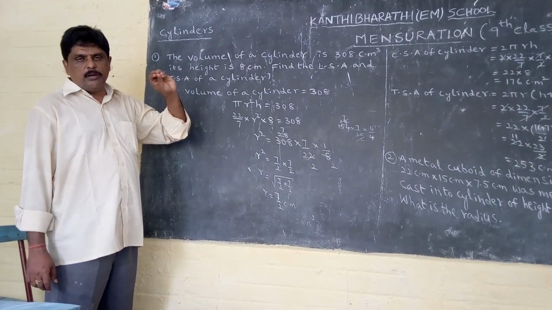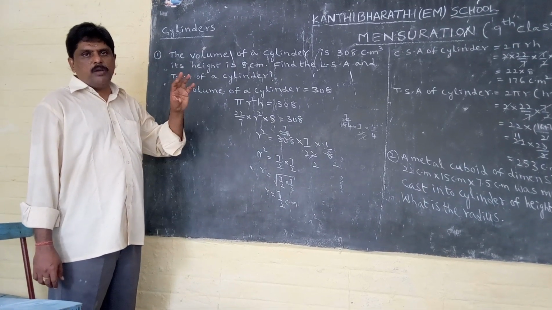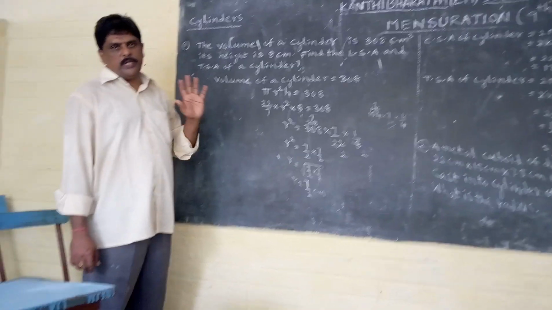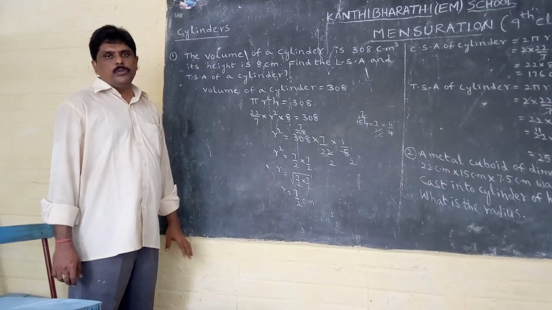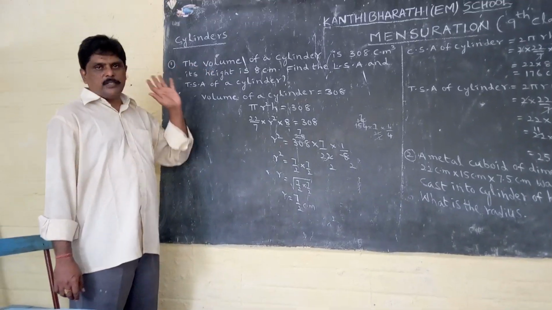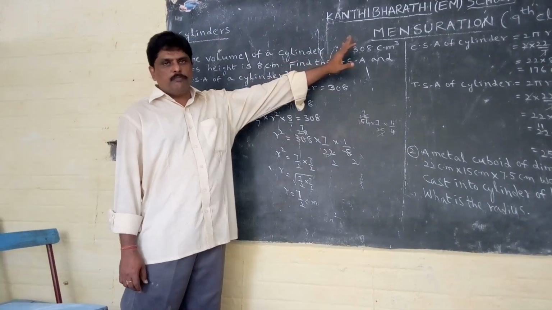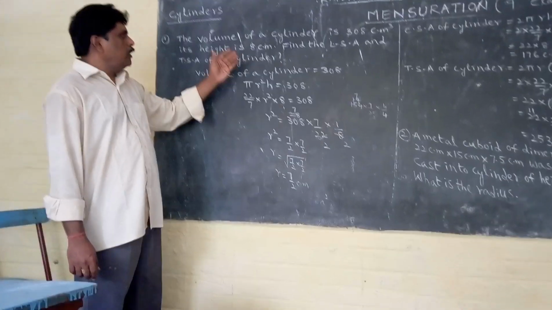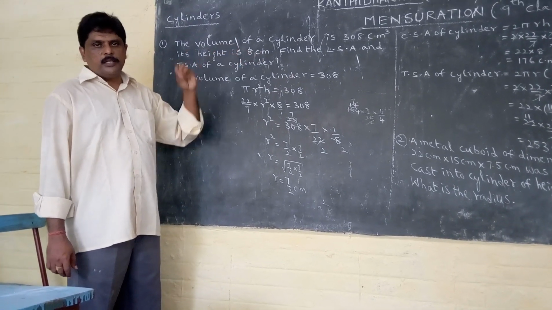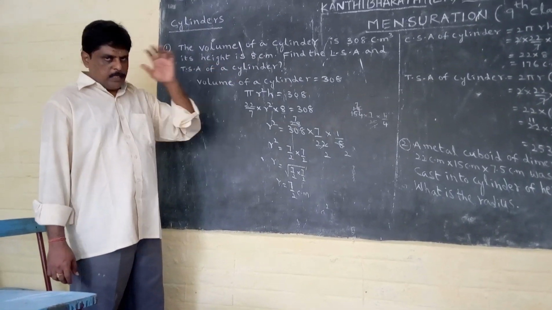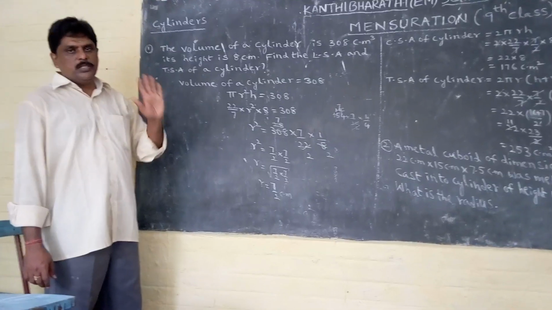Do all of you understand or not? Read the sum twice. First of all, you have to understand the sum, then you go on to do the sum. First of all, what has been given? You have to understand what is given. He has given the volume of a cylinder, and he has given the height of the cylinder. He asked us to find the lateral surface area and total surface area of the cylinder.